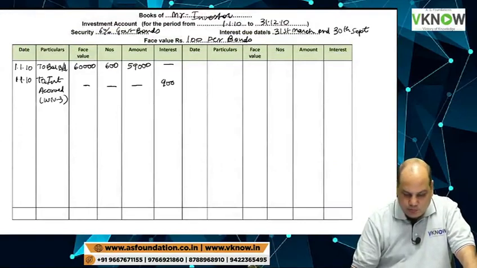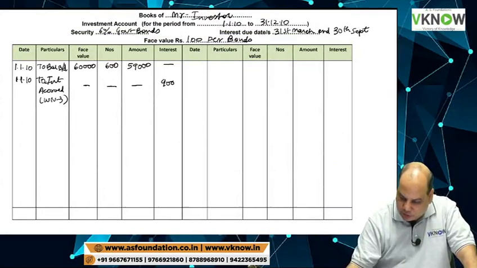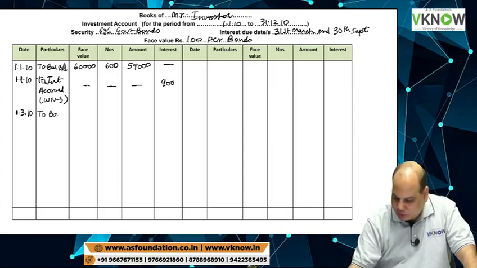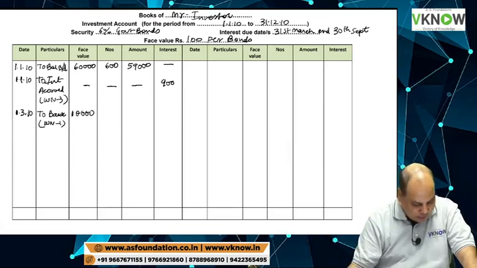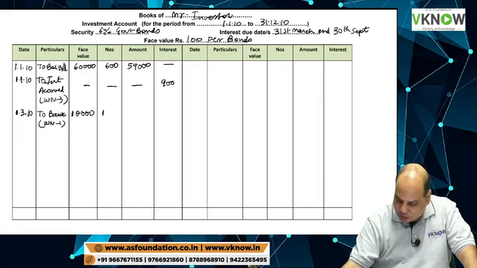Then we'll write down purchases made on the debit side. 1st March 10, to bank, working note 1. You have purchased 10,000 rupees face value, given in the question also, 100 units.